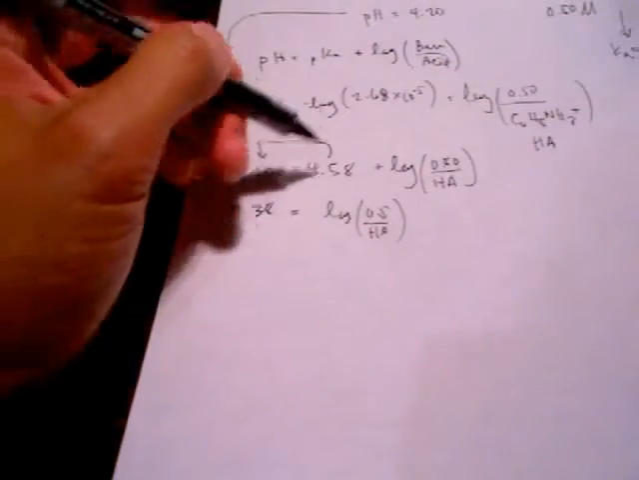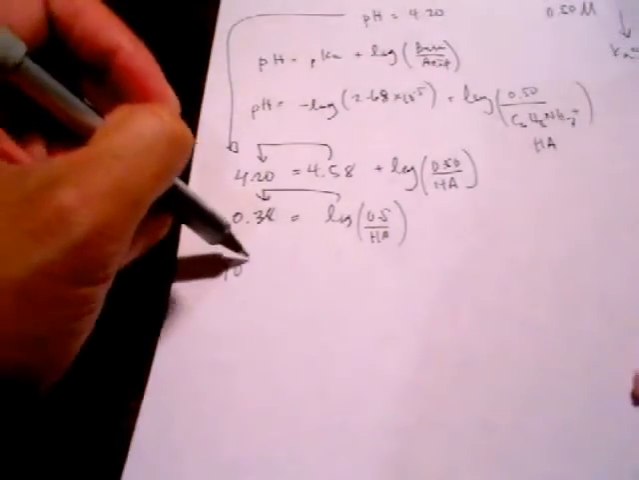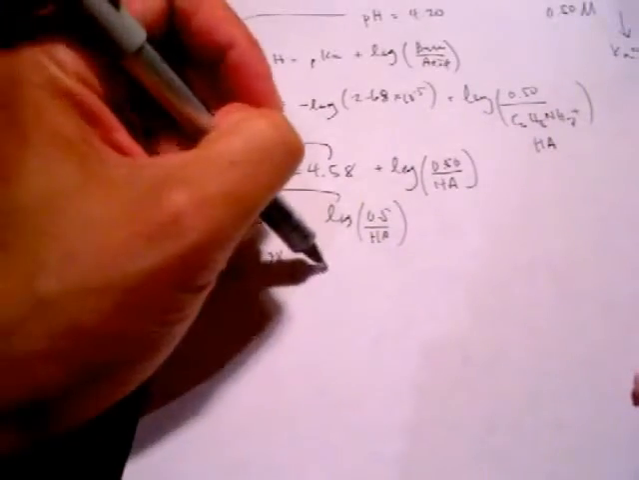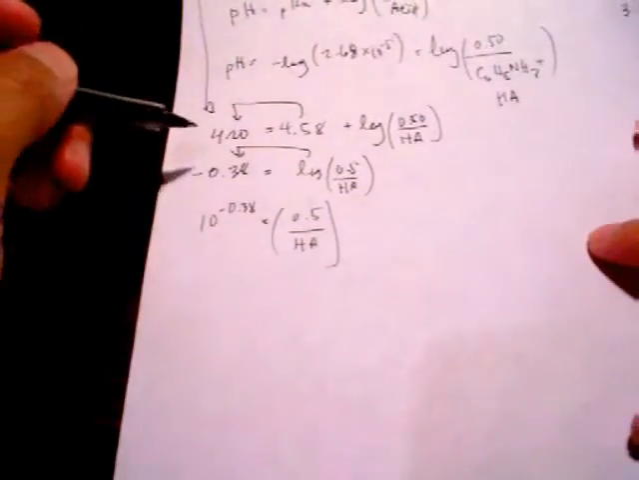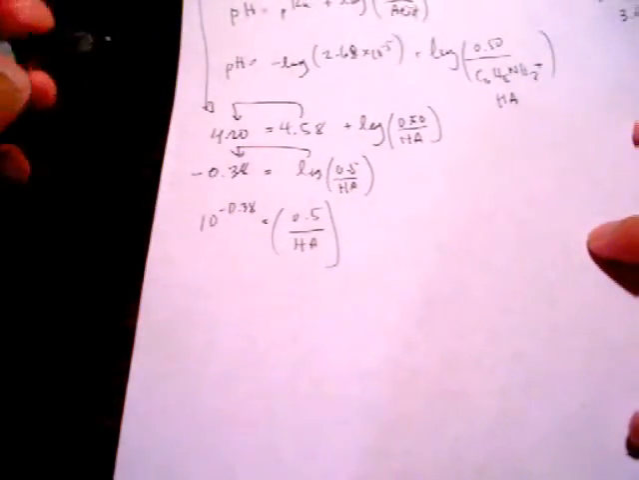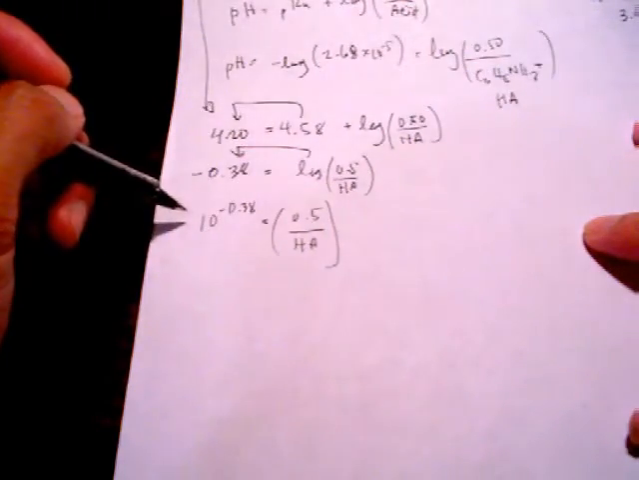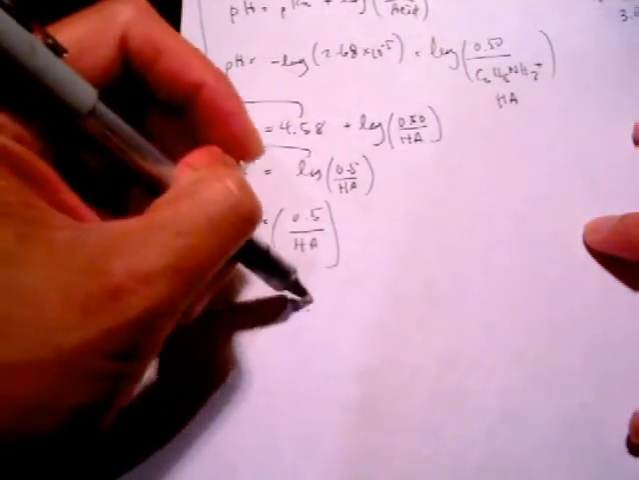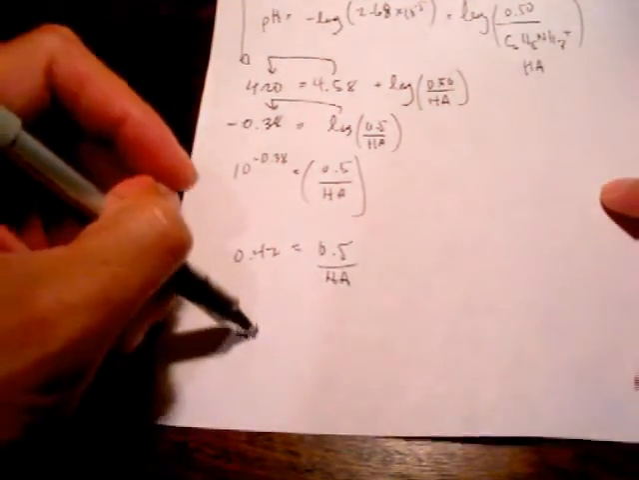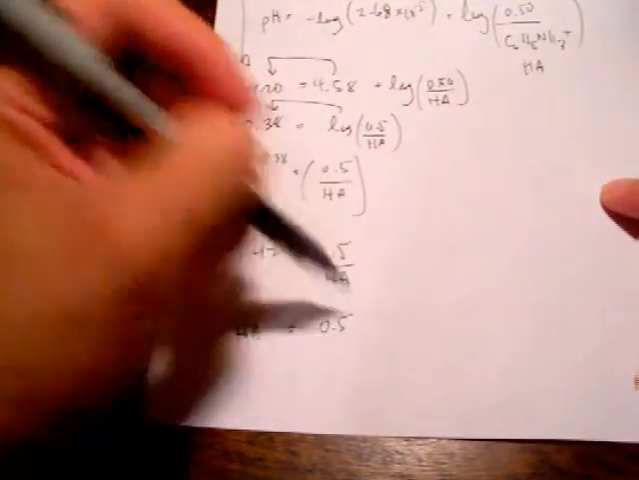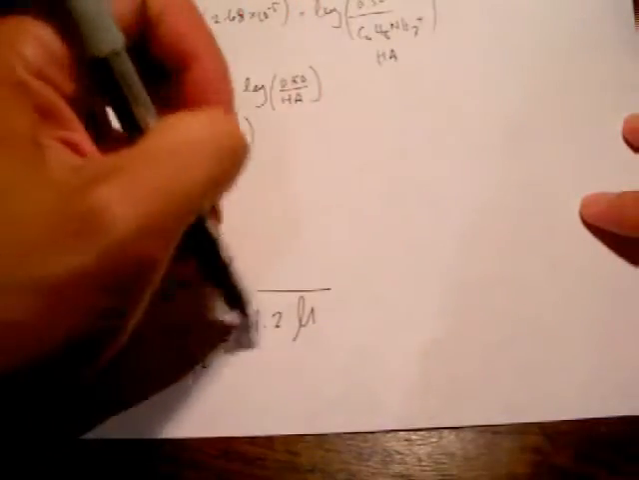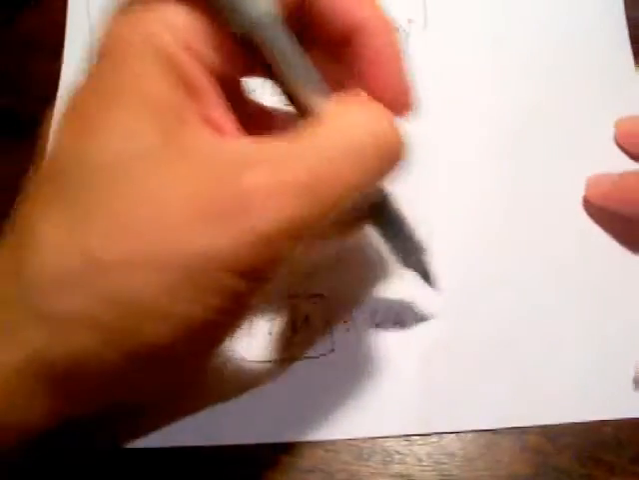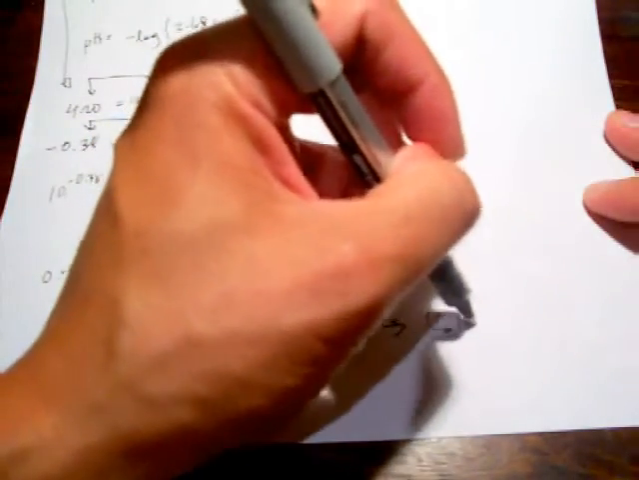Now we're going to get rid of the log. We're going to use the antilog, and that's going to be 10 to the negative 0.38 equals 0.5 over HA. Now, to get rid of HA, we're actually not going to get rid of it; we're going to move it to this side. This antilog comes out to 0.42, so 0.42 times HA equals 0.5. So HA, using simple algebra from high school, is 0.5 over 0.42, which equals 1.2, and that's going to be the molarity. The answer for HA, which in turn was C6H5NH3 plus, is 1.2 molar.